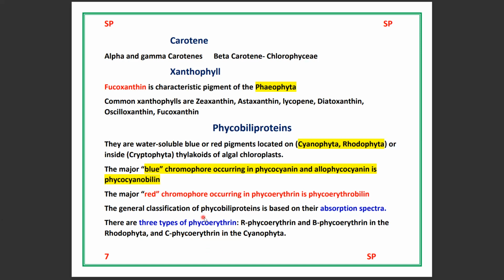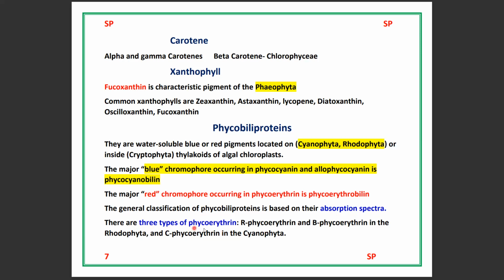The general classification of phycobiliproteins is based on their absorption spectra. Most important, the phycobiliproteins are of different types: phycocyanin, phycoerythrin, and allophycocyanin. They are differentiated based on absorption spectra. In the VIBGYOR, visible light is 360 nanometers to 700 nanometers. So phycocyanin, phycoerythrin, and allophycocyanin absorb different wavelengths. So these phycobilins are differentiated based on their absorption spectra.